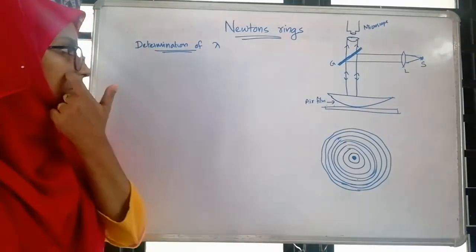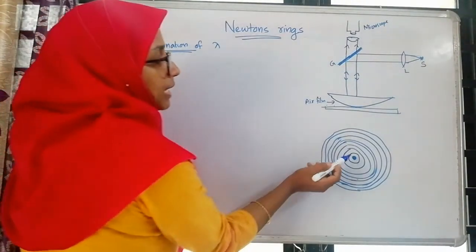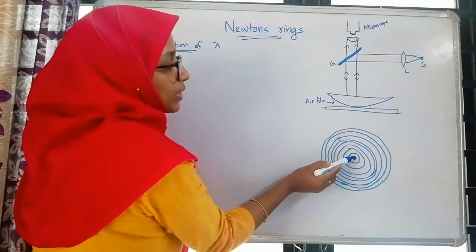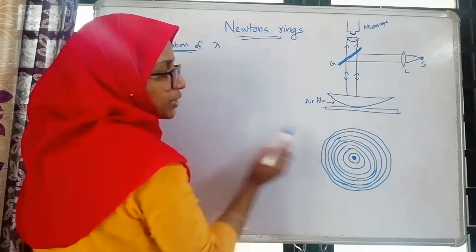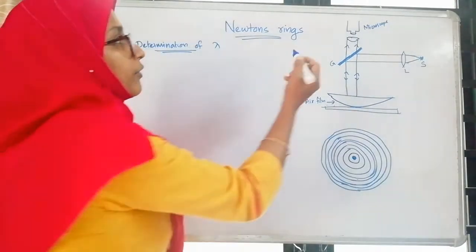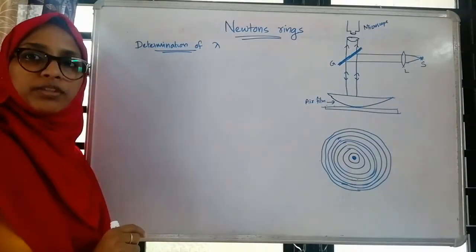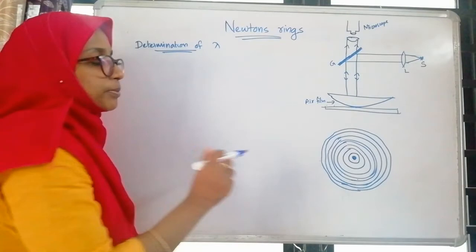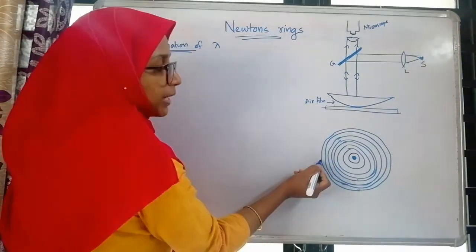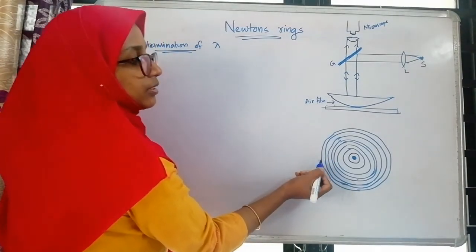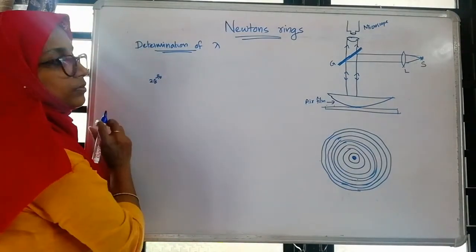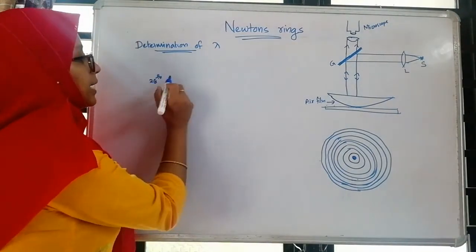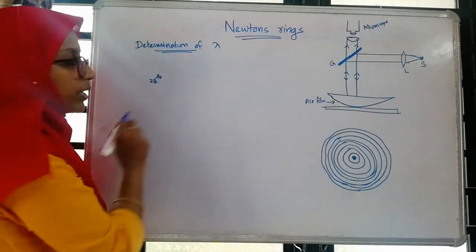Now the interference pattern will be like this. The path difference is 0 here, so it will be a dark ring, then a bright ring, dark ring, bright ring, dark ring, etc. Now we have to move the horizontal arrangement of the microscope. The horizontal arrangement of the microscope is moved to obtain this 28th dark ring. The even numbers are to be counted.